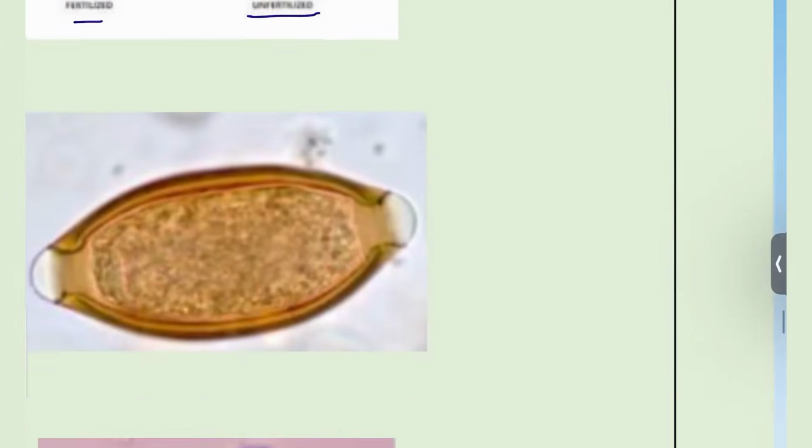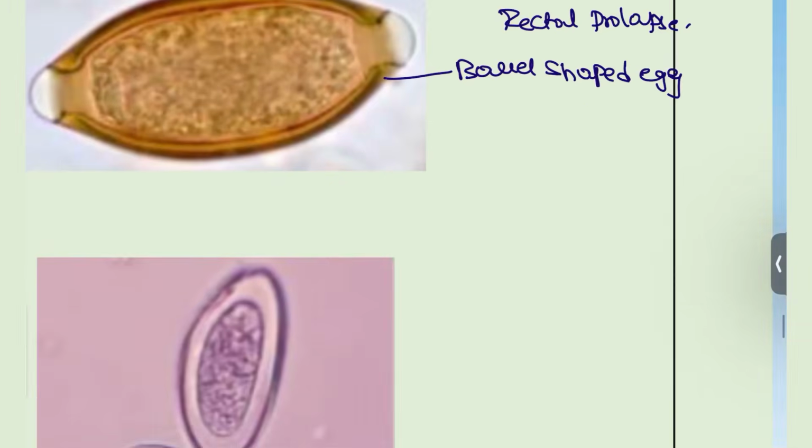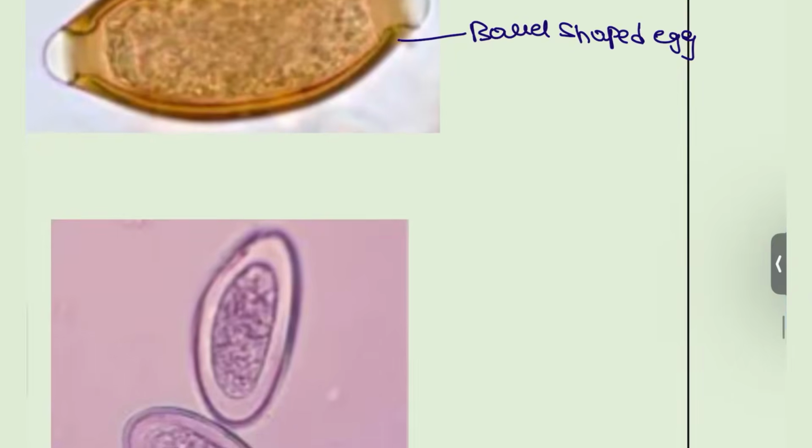Next one, sorry, this is Trichuris. This is the barrel shaped egg, right? If it is transmitted and progresses, you are going to see rectal prolapse in the patient. Again, fecal oral route. The embryonated egg is the most common means of transmission.